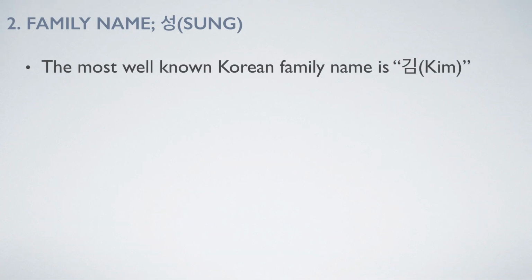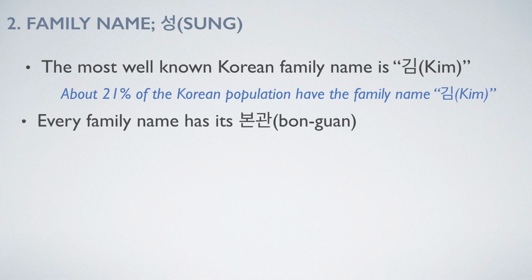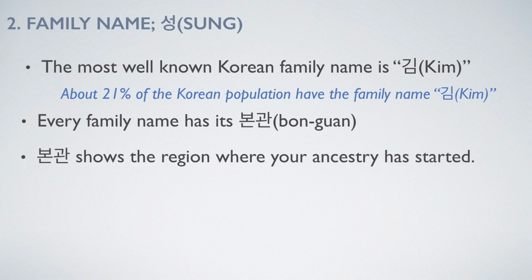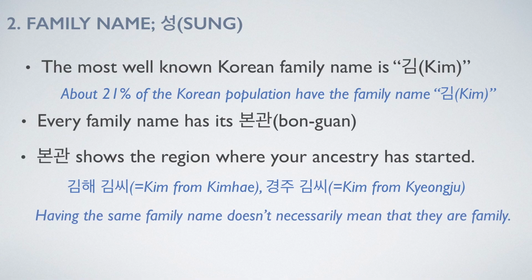The most well-known Korean family name is Kim. About 21% of the Korean population have the family name Kim. And every family name has its 본관. 본관 shows the region where your ancestry has started. So, among many Kims, there are Kims from Kimhae or Kims from Gyeongju, etc. Kimhae and Gyeongju are both names of cities in Korea. So, the conclusion: having the same family name doesn't necessarily mean that they are the same family.